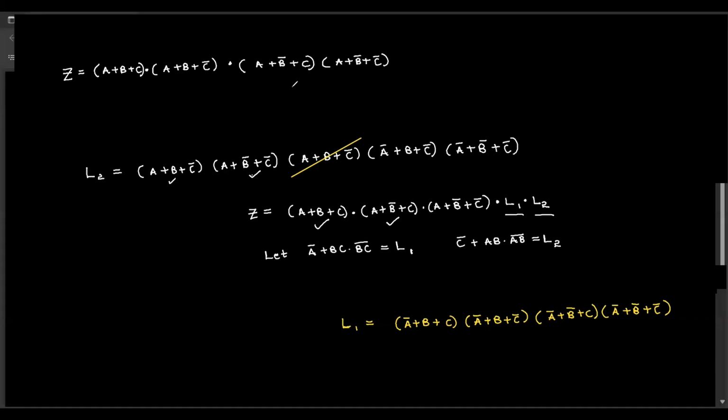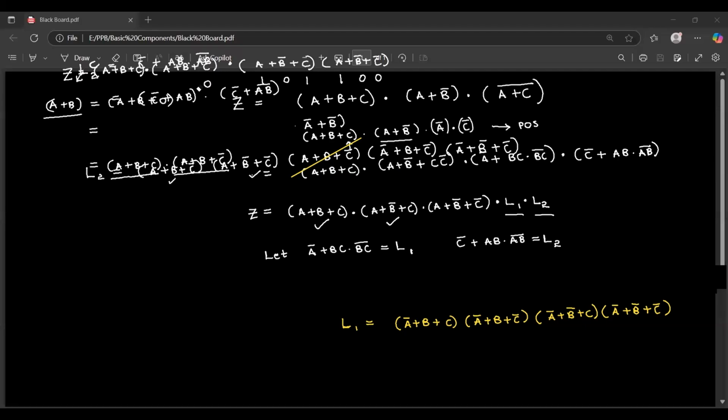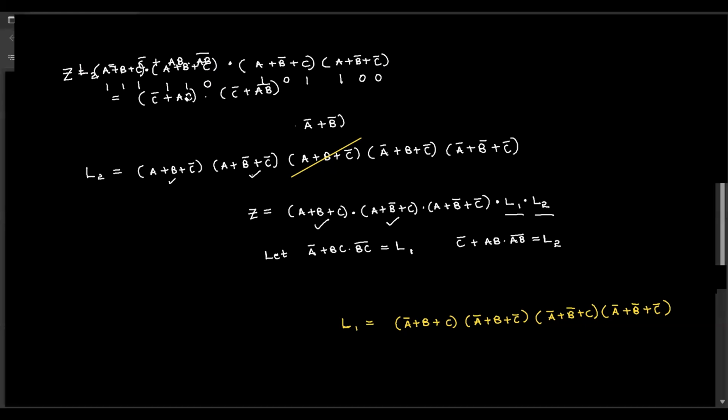I'm just going on a pattern. Can you see? 1, 1, 1. 1, 1, 0. 1, 0, 1. 1, 0, 0. Can you see the pattern that I'm going for? If you write it like that, then it will be good. That's why. So let's just keep it like this.